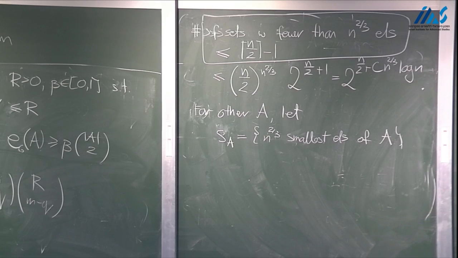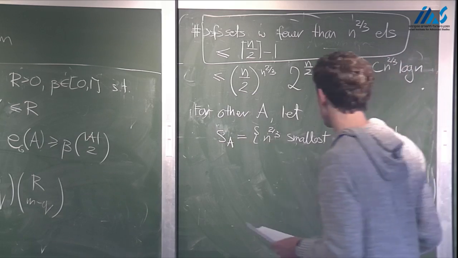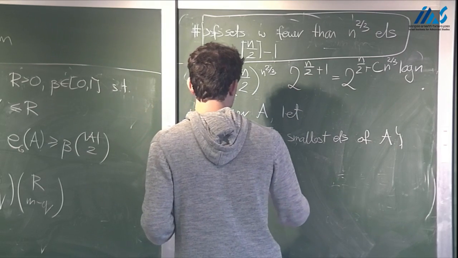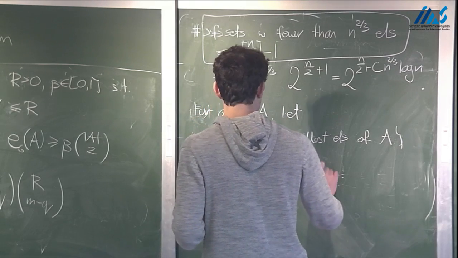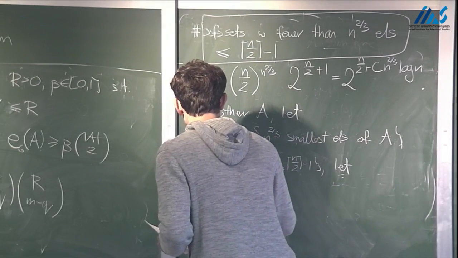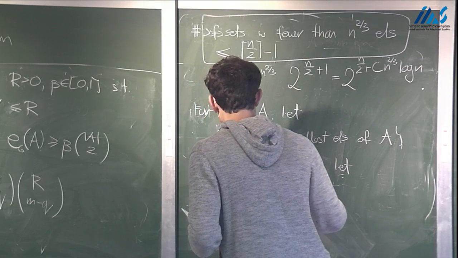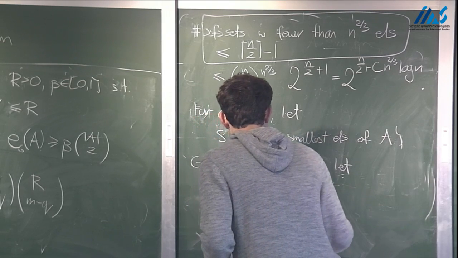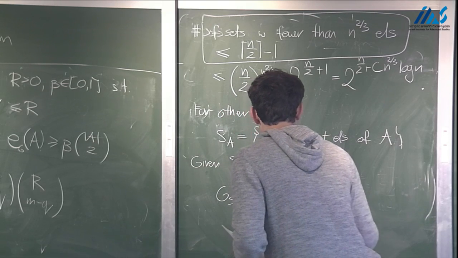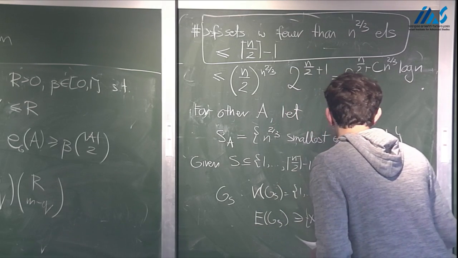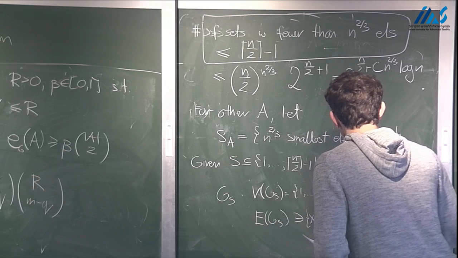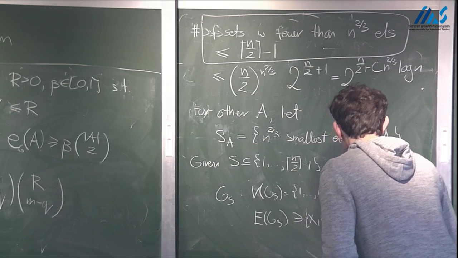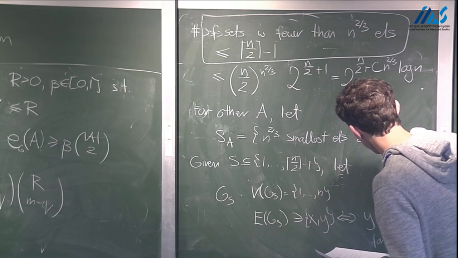Now we relate this problem to the problem of counting independent sets in a particular graph. And we do it in the following way. Given some set S, which contains only elements in our range, we define the graph G_S with the vertex set 1 up to n, and the edges are the pairs xy, such that y is equal to x plus or minus s for some s in S, but actually I want to do it modulo n.